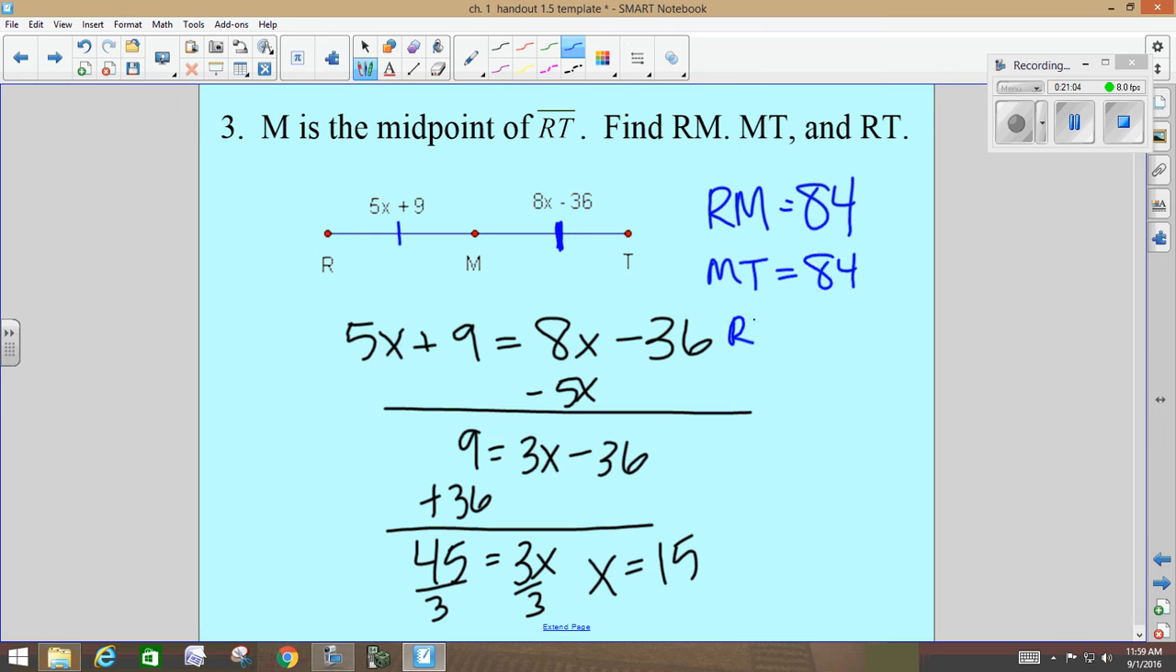And now Sid, we have to, sorry, not Sid. Sophie, we have to find the whole length. So what should I do with those two numbers? Good, 84 plus 84 is 168, there you go. Mind blowing. All right, flip it over.